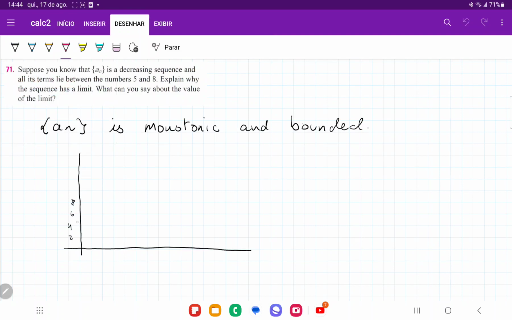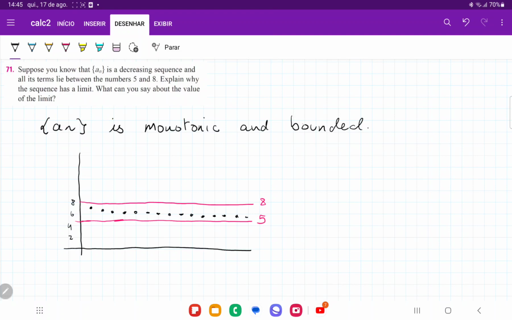However, we do know that it is bounded by 5. So this here is 5, and the other one is 8. And what we do know is that it is constantly decreasing, right? So maybe it is doing something like this. And so we can clearly see here that the limit exists, right?